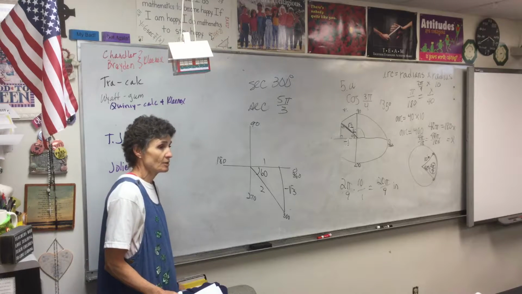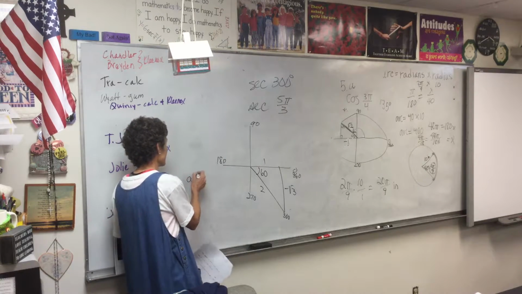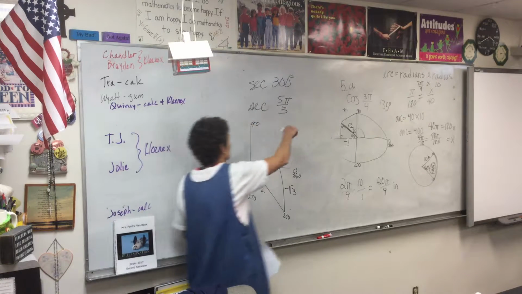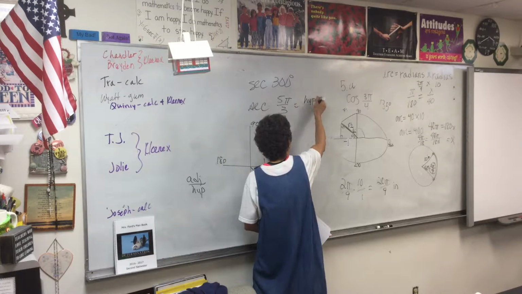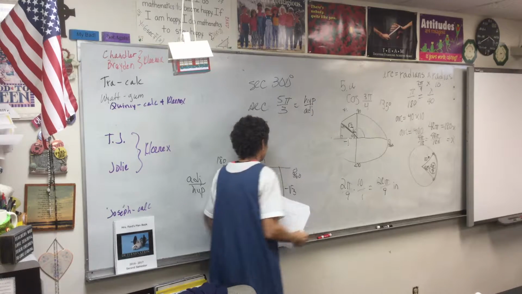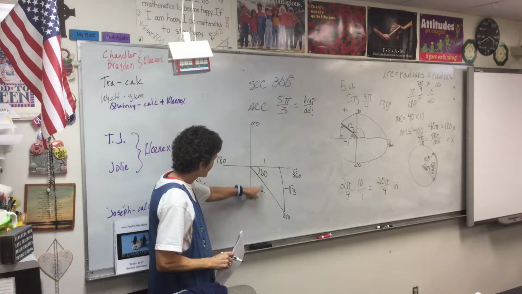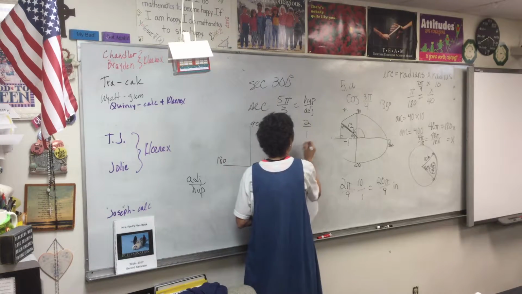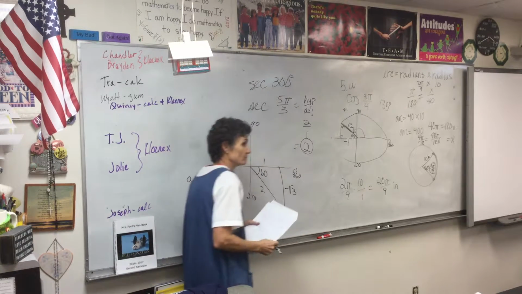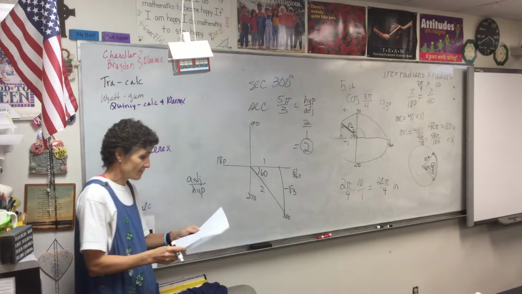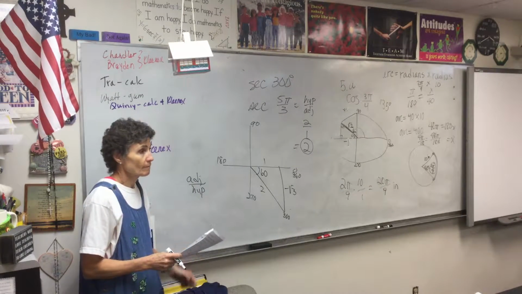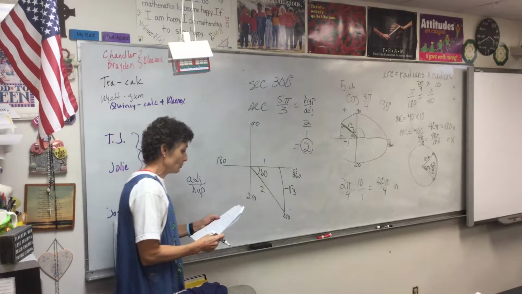Cosine is adjacent over hypotenuse. So I want the reciprocal of that, which is hypotenuse over adjacent. So hypotenuse over adjacent would be 2 over 1, which is 2. So the answer to 5D was 2. Now I'm going to do 5E.